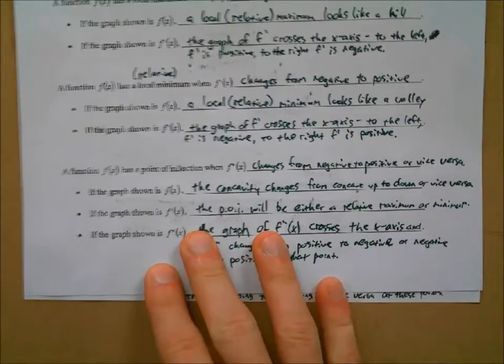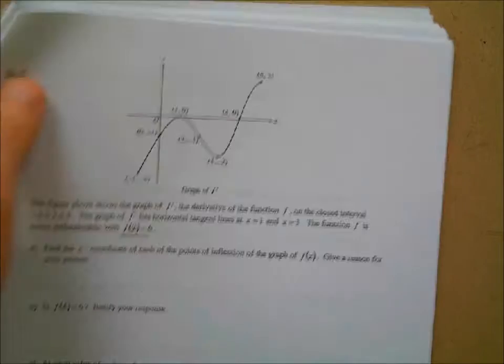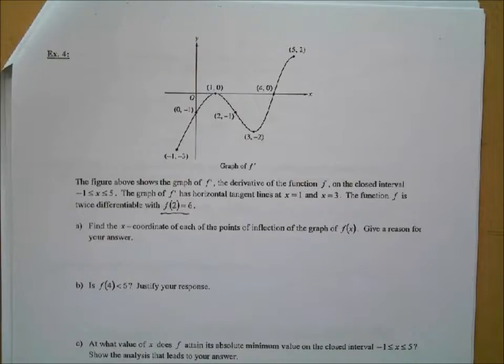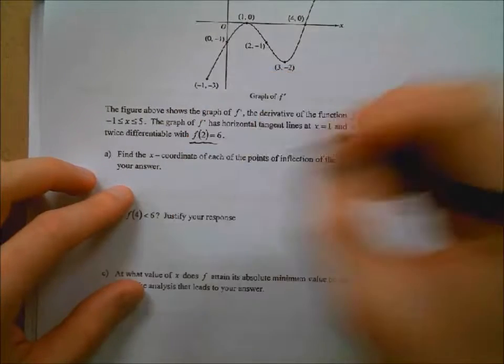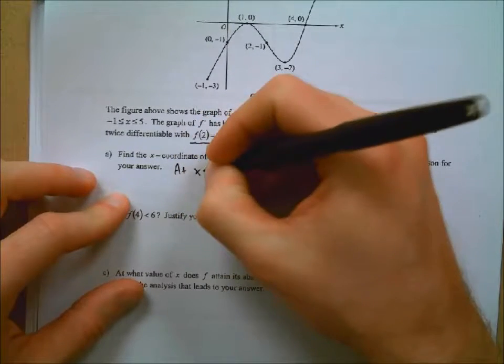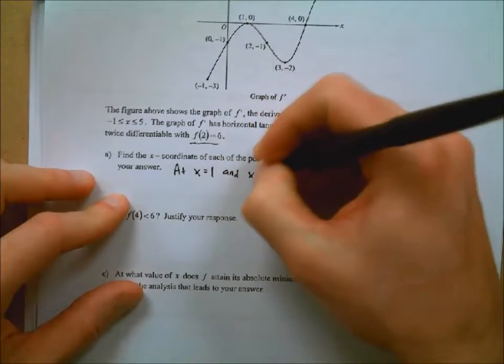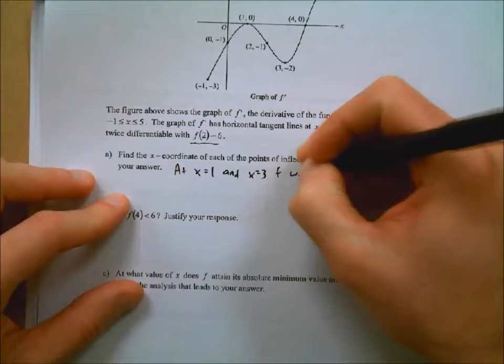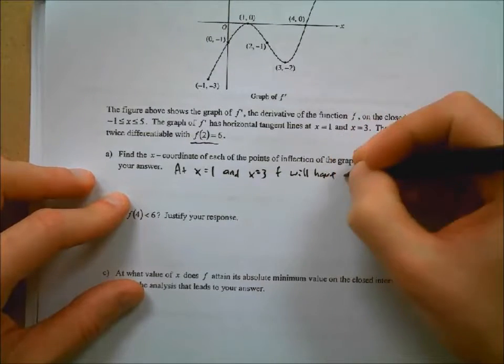So we go back to our graph. Looking at the graph of f prime here, do we have any relative maximums or relative minimums? Yes. Where? 1 and 3, right? We don't need to differentiate between the two. It doesn't matter that 1 is a relative max and 3 is a relative minimum. It's just that there are relative extrema here at 1 and 3, and so those will be points of inflection of the graph of f. Okay? So we will identify those: at x equals 1 and x equals 3, f will have a point of inflection.